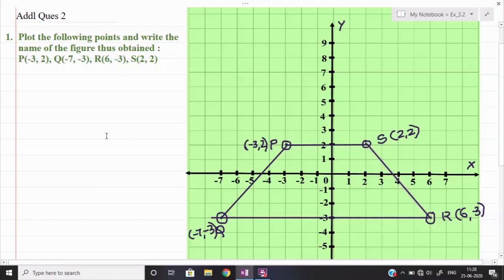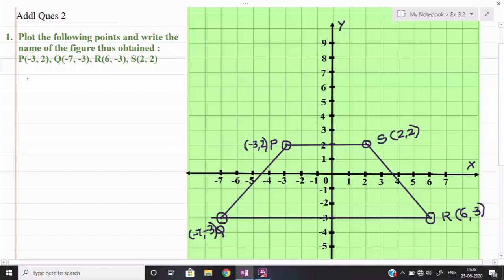Now you tell me which shape you observe. I hope you will definitely say we are observing a trapezium, because here you see line QR and line PS are perfectly parallel, because a graph paper is a combination of infinite parallel lines, vertical and horizontal. So here we are observing PS and QR are parallel lines and the other pair is not parallel. In a trapezium we know that one pair of opposite sides is parallel.